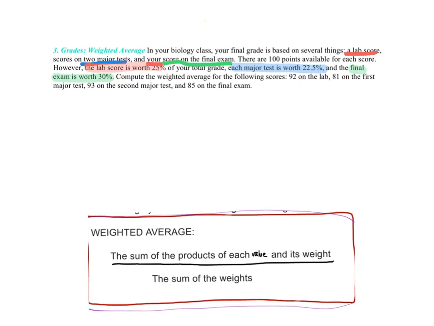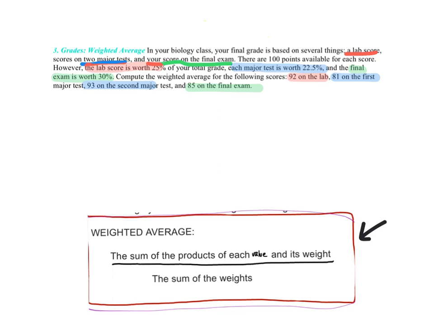Calculate the weighted average for the following scores, and then they tell you for each of these categories what your scores are. Here the lab score is 92, your 2 tests are 81 and 93, and then your final exam looks like here is going to be an 85. So the formula that we're going to use is this weighted average formula. We're going to take the sum of the products of each value and its weight.